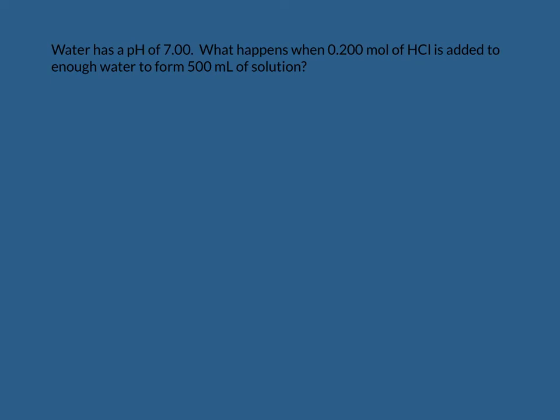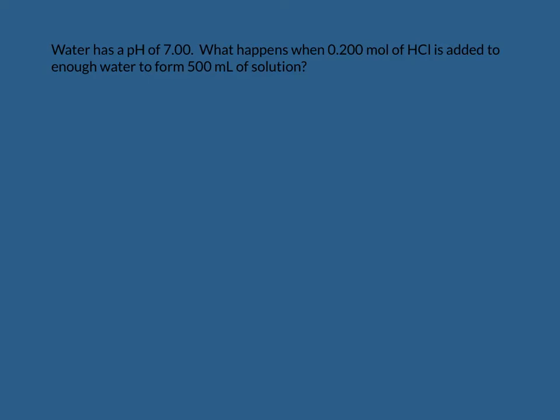So we've said that buffered solutions resist changes in pH when we add a strong acid or a strong base. Let's take a look at this. Let's compare what happens when we add the same amount of strong acid to water and then to a buffer. So to start with, water has a pH of 7. What happens when 0.2 moles of HCl is added to enough water to form 500 milliliters of solution?